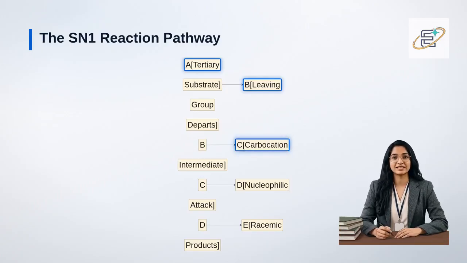Once the leaving group is gone, we are left with a carbocation intermediate. Because the original substrate was tertiary, this carbocation is highly stable. It is also planar, meaning it is completely flat. Now the nucleophile enters the picture. Because the intermediate is flat, the nucleophile can attack from either the top face or the bottom face with equal probability. As a result of this dual-sided attack, we end up with racemic products. You get a roughly 50-50 mixture of both stereoisomers. Understanding this step-by-step flow is the key to mastering unimolecular substitution reactions.